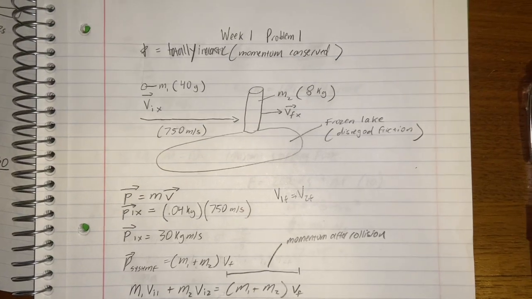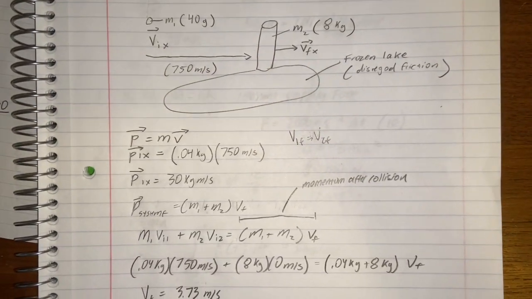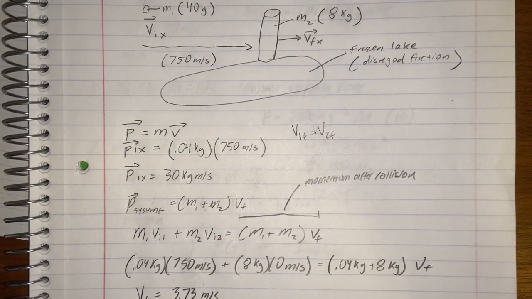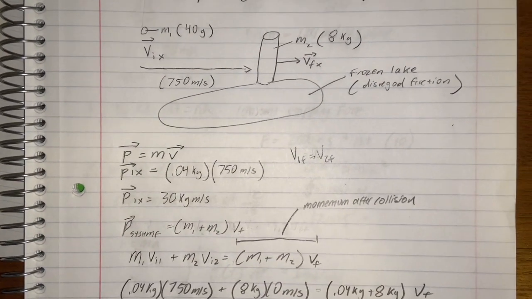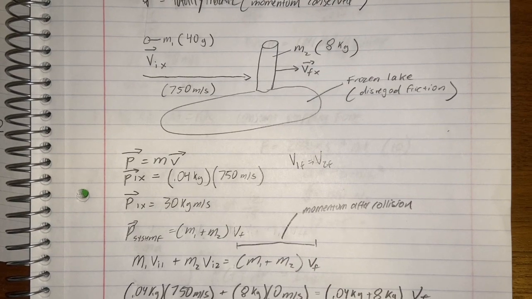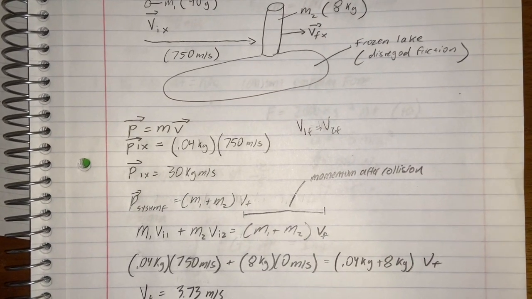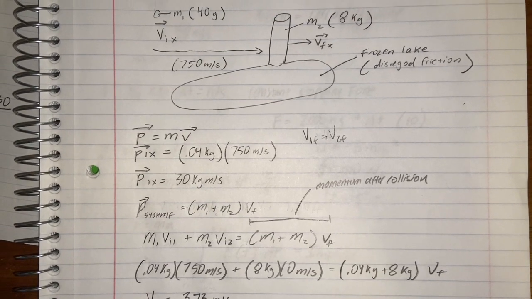Some of the tricky things in here were trying to find out how to set up the equation, but once you understood that the final velocities were the same, then it was just some quick substitution into the equation.